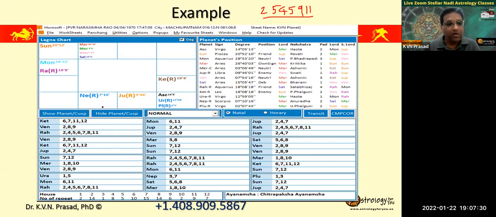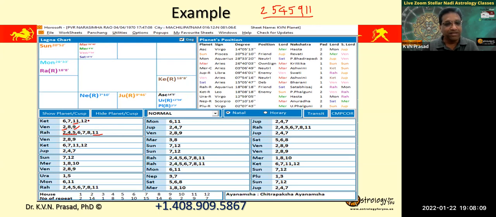Do we have this 2, 4, 5, 9, 11 in Ketu? Yes, we have it in Rahu. We have it at the sublord level, and at the Nakshatra level: 2, 4, 5, 11, and here also 1, 11. All are connected.